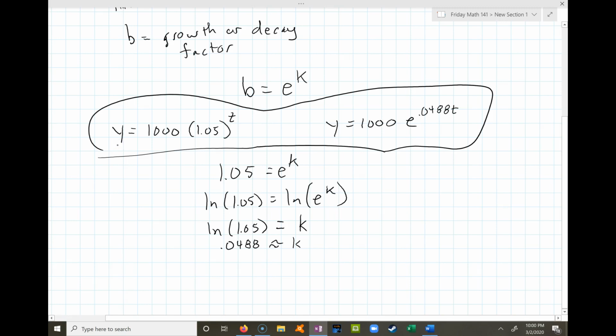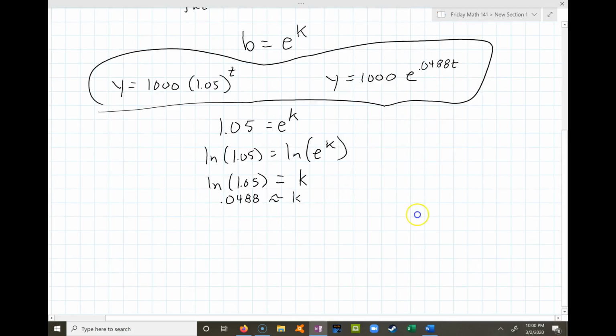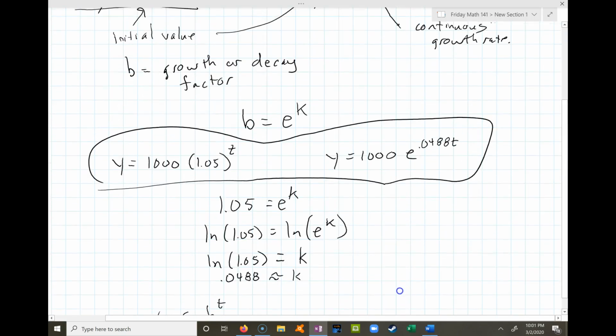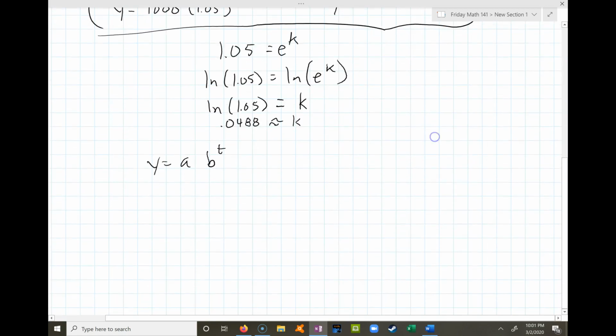Okay? So that's the first thing that's really important to understand, the connection between the two. The second thing is, let's visit the first equation a little bit more. So when we have y equals a times b to the t, I said earlier that b is the growth or decay factor. It's a growth factor when b is greater than 1. It's a decay factor when b is less than 1.